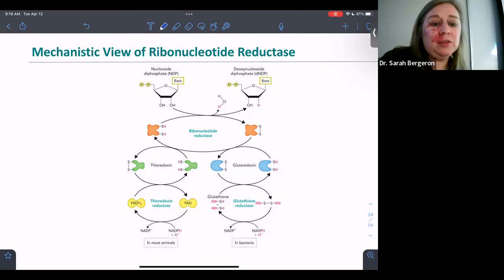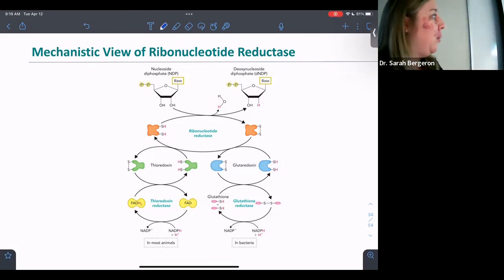So in animals, right, this is the main pathway that I want you to know, right, because we are animals. Our NADPH is going to donate those electrons to FAD. FAD turns into FADH2. FADH2 gives up those electrons to thioredoxin. Thioredoxin starts out as a disulfide, right? What happens to that disulfide when it picks up the electrons from FADH2?